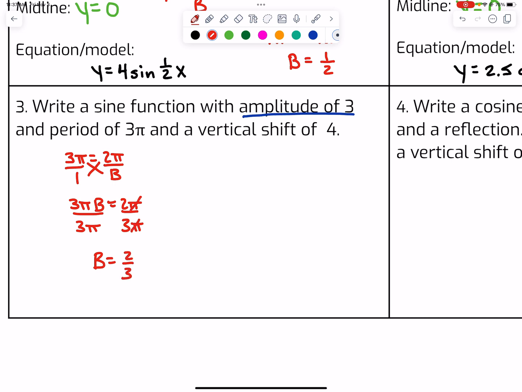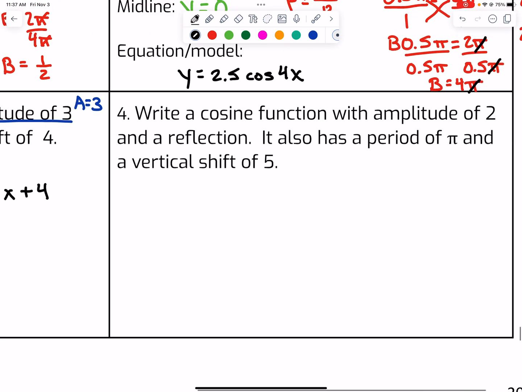So we got b. We have a, which is 3. And then they said a vertical shift of 4. So we've got everything we need to write it out. And it was a sine function, so that's important. So y equals 3 sine 2/3 x, and then vertical shift of positive 4. So that's it for example 3. Let's try one more example.